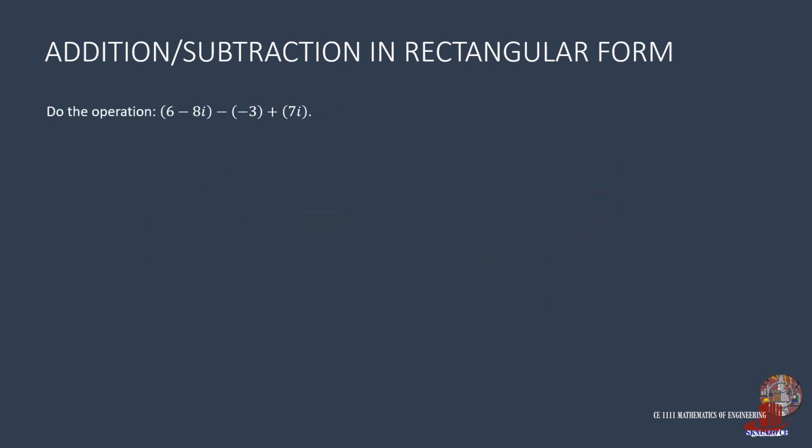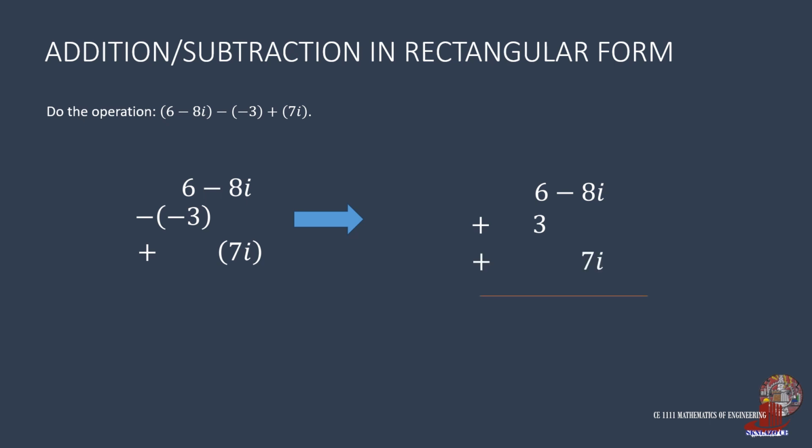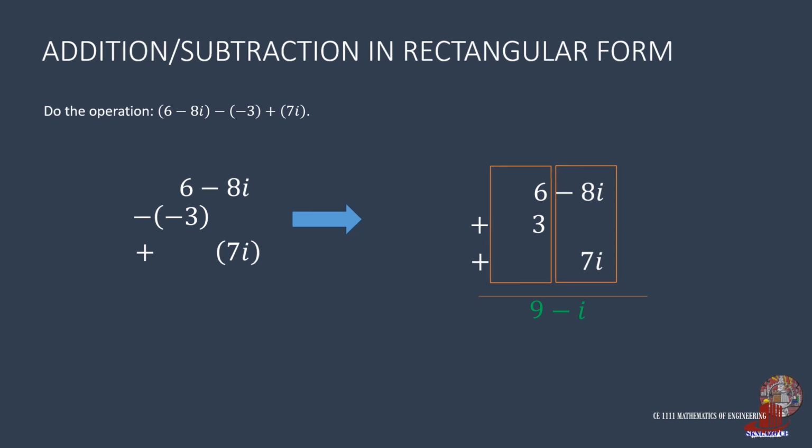The procedure is the same even with more partial numbers. Say 6 minus 8i is subtracted by negative 3. Then 7i is added. Distribute the minus sign to have 6 minus 8i plus 3 plus 7i. 6 plus 3 is 9. And negative 8i plus 7i is negative i. The answer then is 9 minus i.